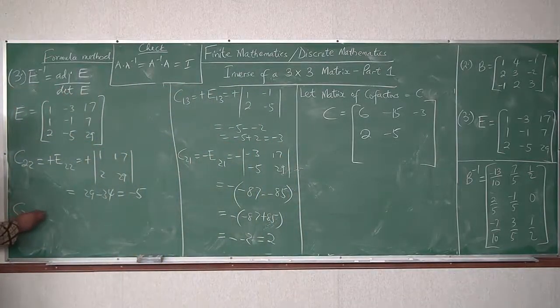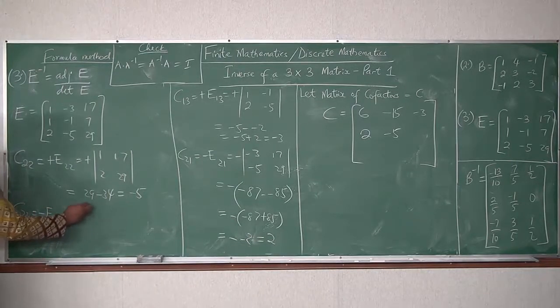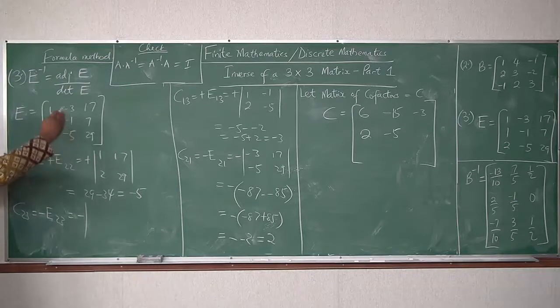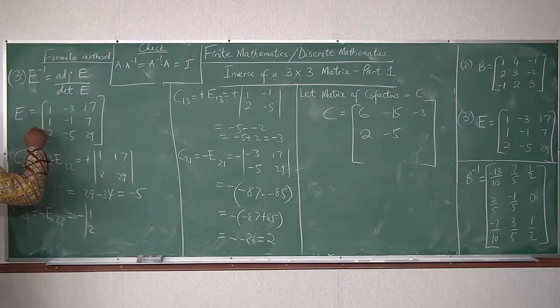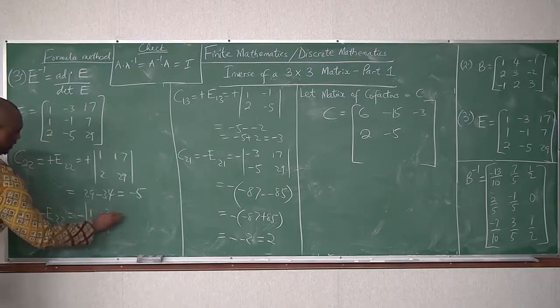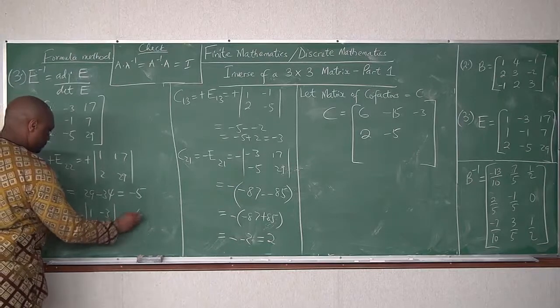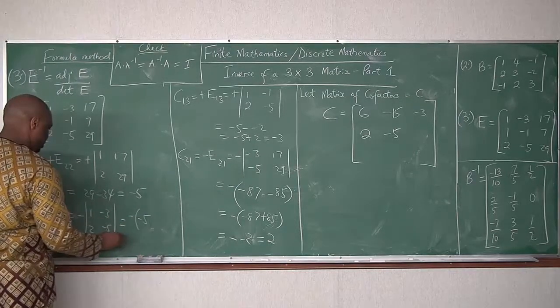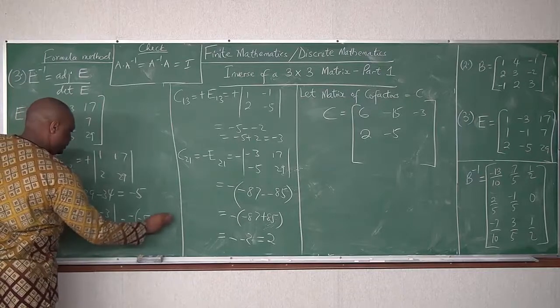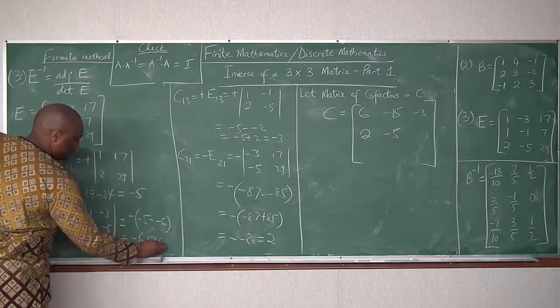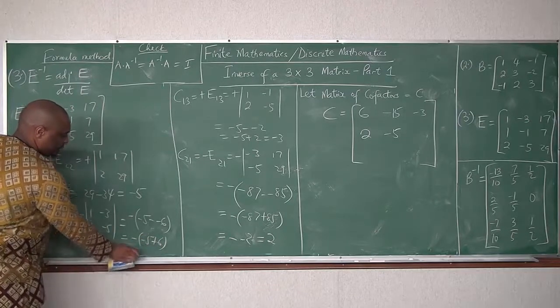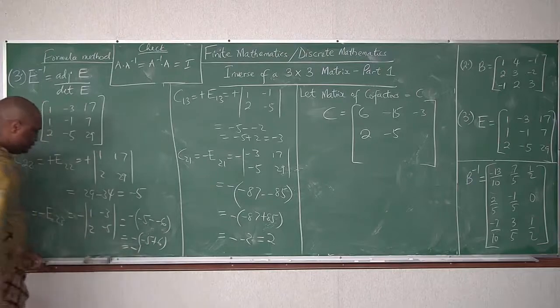C23 is minus E23, which is minus the determinant. 1, 2, negative 3, negative 5. Right? C23: 1, 2, negative 3, negative 5. That's right. So this is negative, negative 5, minus, minus 6, which is minus negative 5 plus 6. Right? 6 minus 5 is what? 1. So the answer is negative 1.